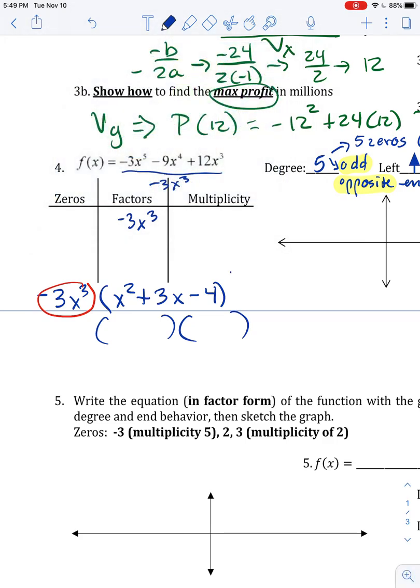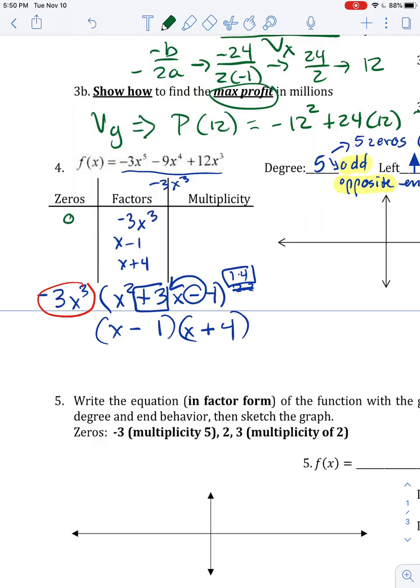So going back to factor this one, I need 4 in a way that can subtract to be 3. So that means this is my option. 4 times 1, I need it to be a positive 3. So I'll need a positive 4 minus 1. So if those are my factors, x minus 1 and x plus 4, then I start thinking, okay, what does that mean my zeros will be?